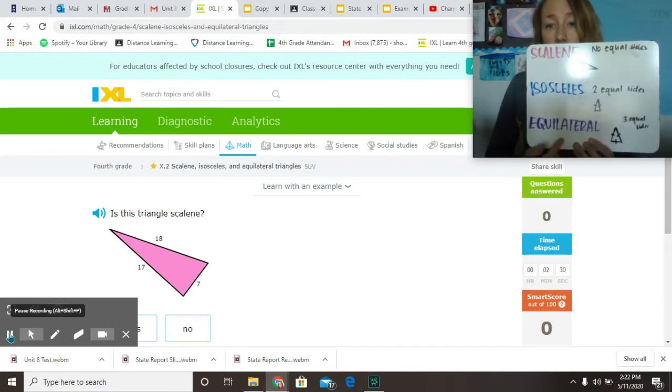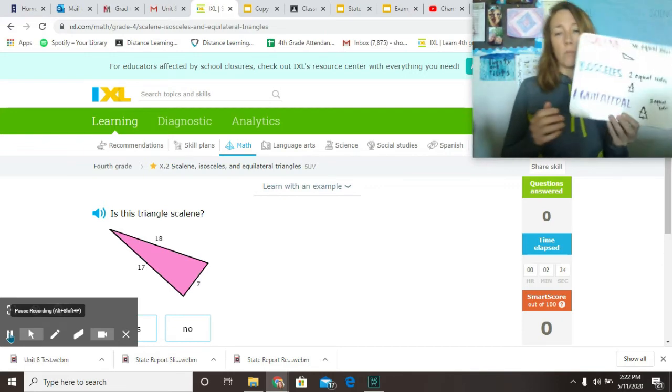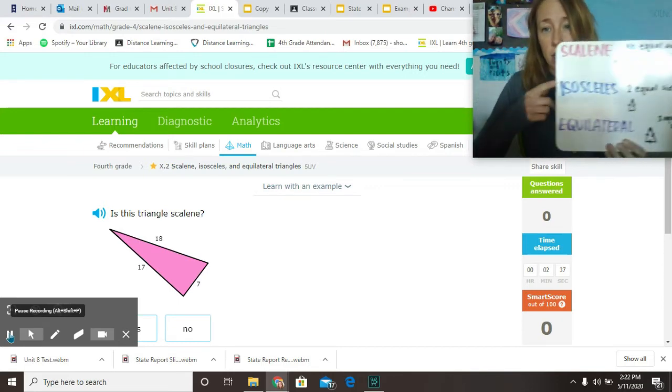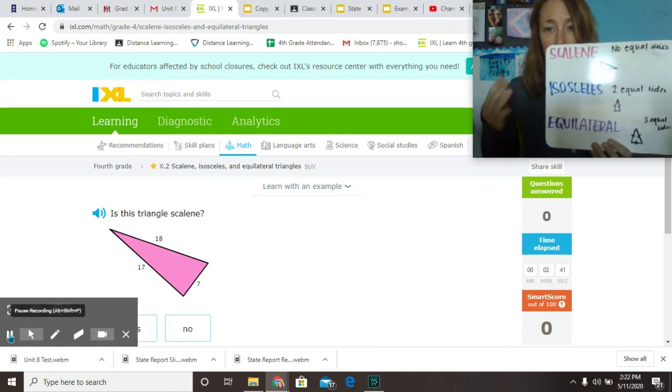The way to remember that one easily is equilateral. So, one more time. Scalene, no equal sides. Isosceles, two equal sides. Equilateral, three equal sides. They're all equal.